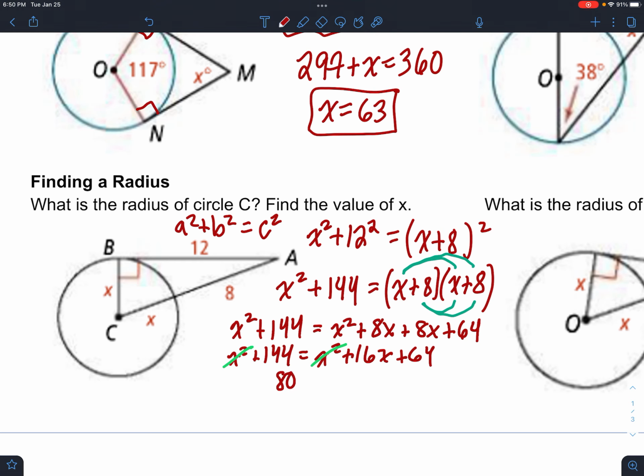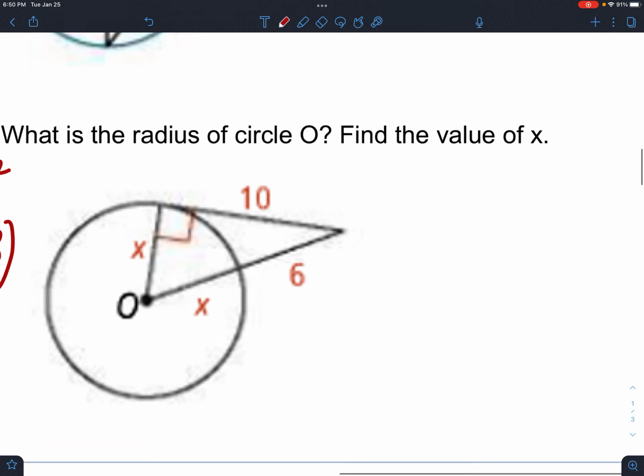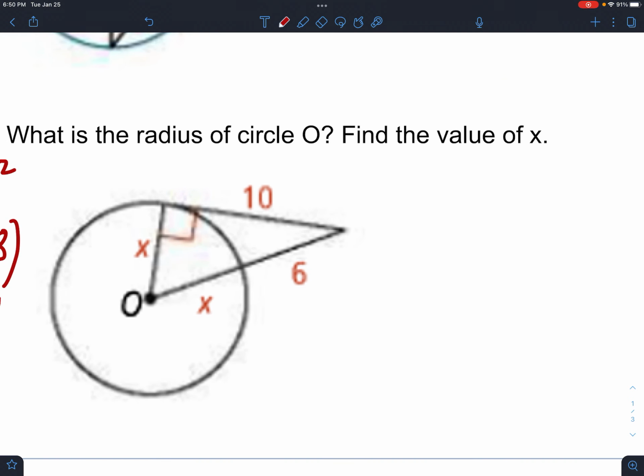And I'm left with, I'm going to subtract the 64, get the x's alone, numbers on the other side, and we get x is 5. All right, so the radius of that circle is 5. And notice that you can draw a radius in more than one spot, like every radius is equal. Okay, so let's do that process again and see that FOILing again on another example.